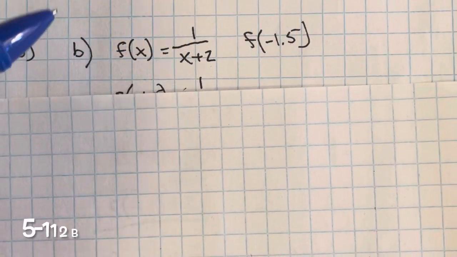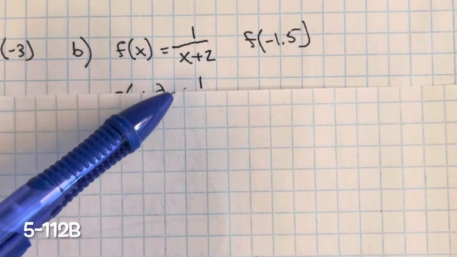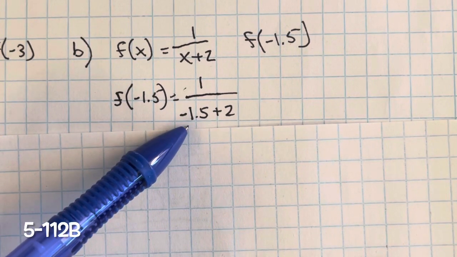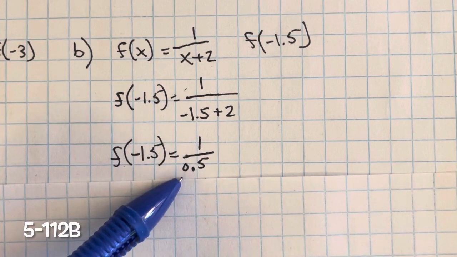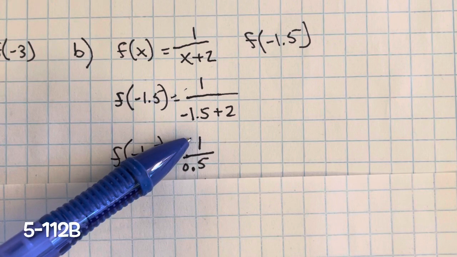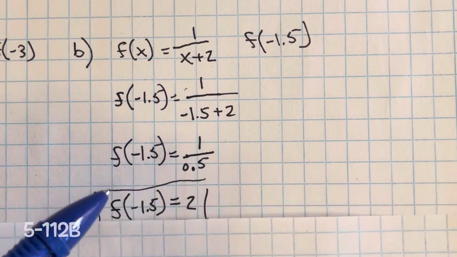For b, we have f(-1.5). So x equals -1.5. And -1.5 plus 2 equals 0.5. And when we simplify this, 1 divided by 0.5 equals 2.